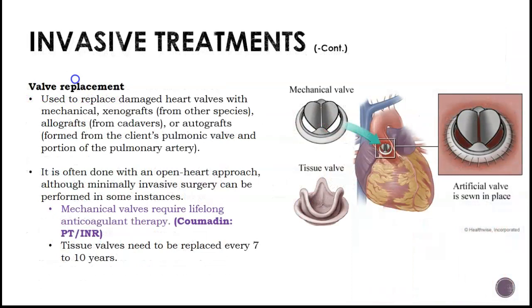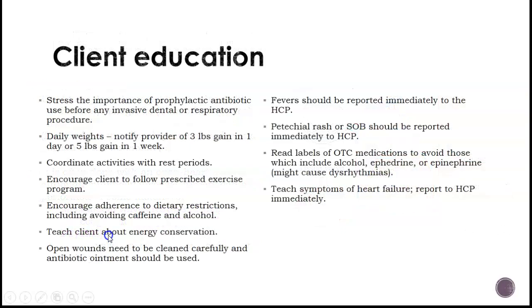Now, if valve replacement is done with a mechanical valve, like I said before, the patient will have lifelong anticoagulant therapy. For those who want to use a tissue-based valve, they don't need to have anticoagulants for the rest of their life, but they will need to have valve replacement every 7 to 10 years. Patients who are on anticoagulant therapy, make sure you know your ranges for PT and INR.